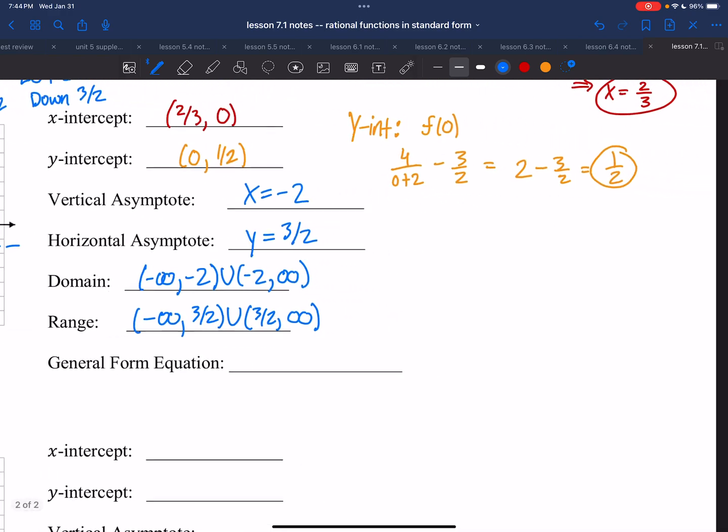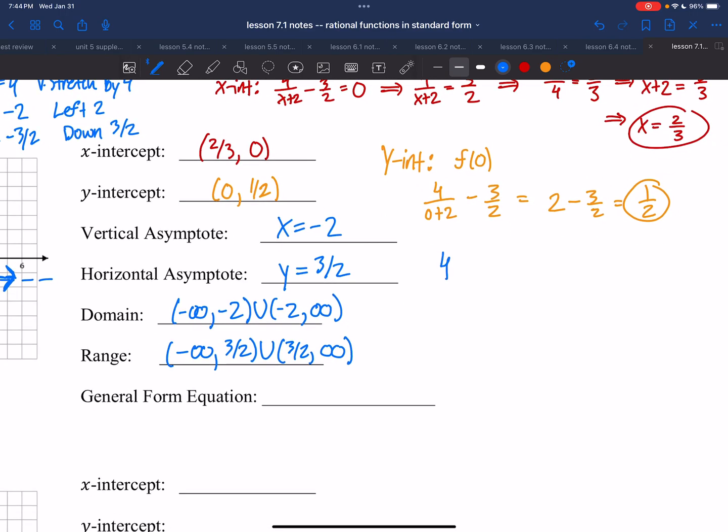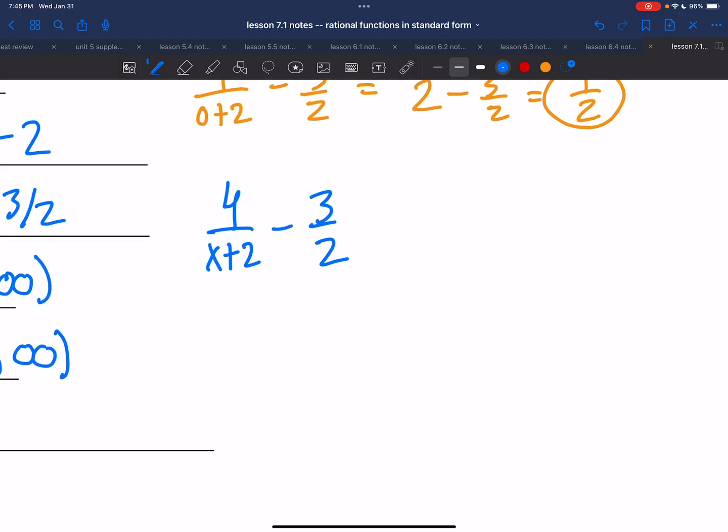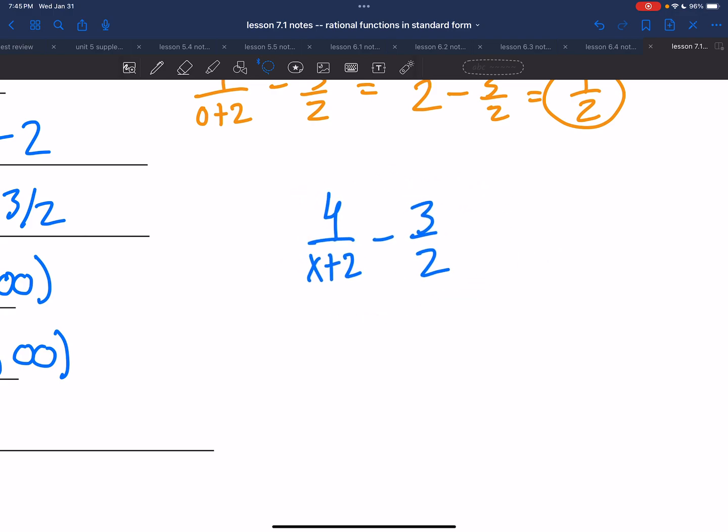Lastly is finding the general form equation. So I'll just keep doing this in blue. It's not a big deal. So I've got 4 over x plus 2 minus 3/2. I need to get a common denominator here, right? And so this is probably the piece of the video you're watching if you're stuck on this. Let's say general form to indicate in the notes for you.